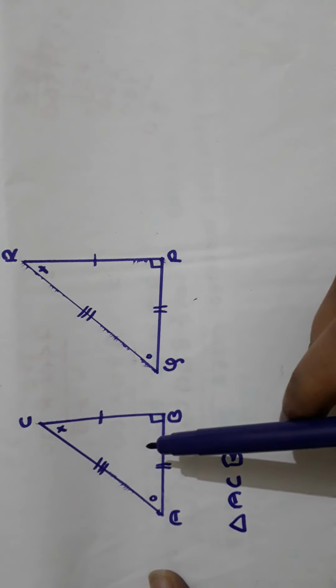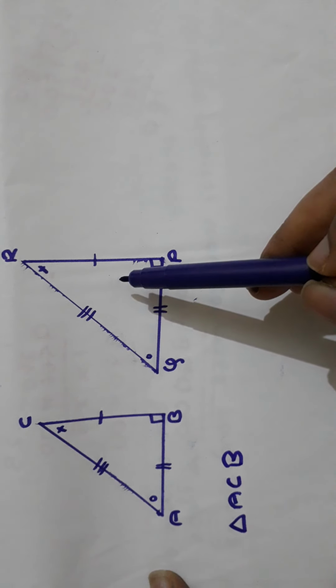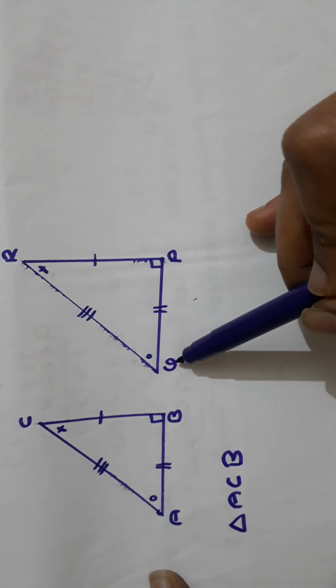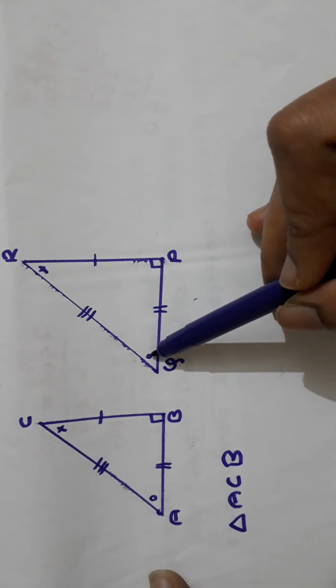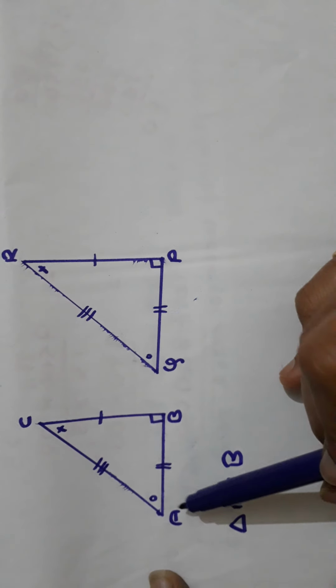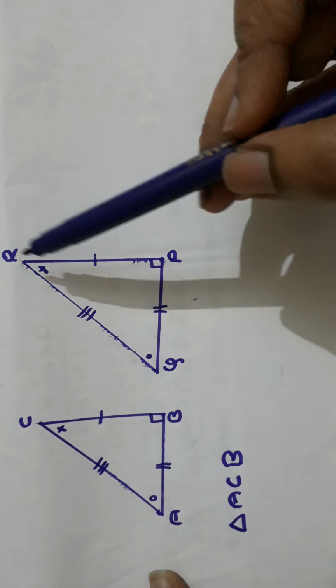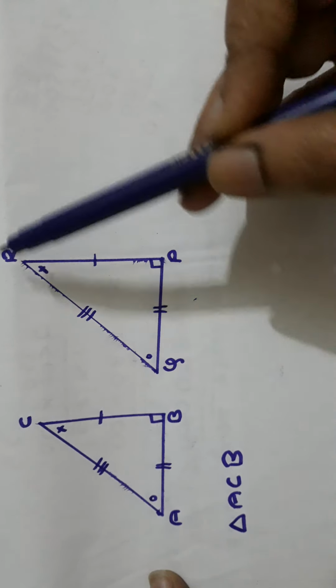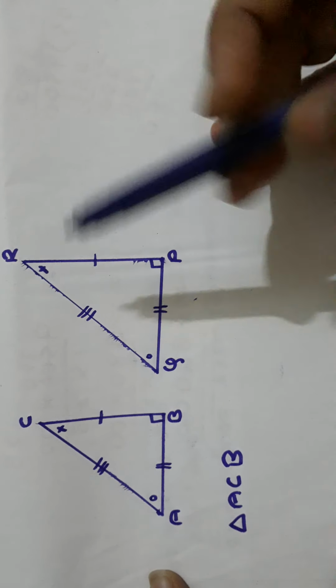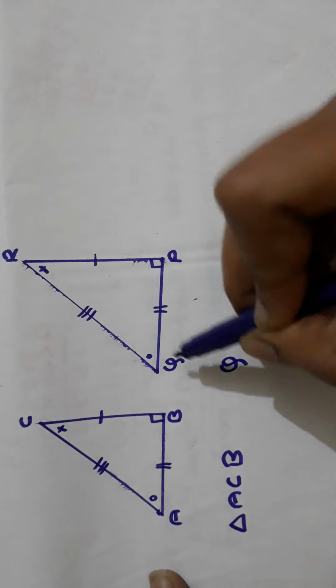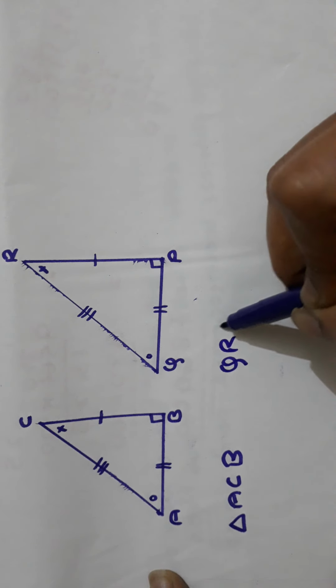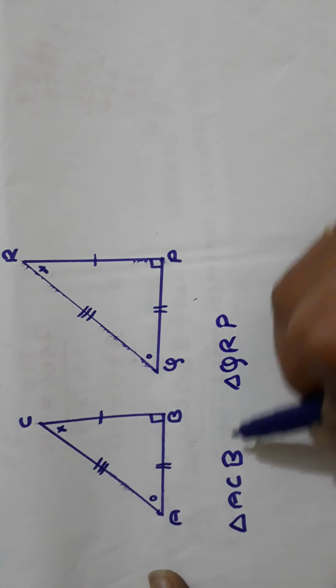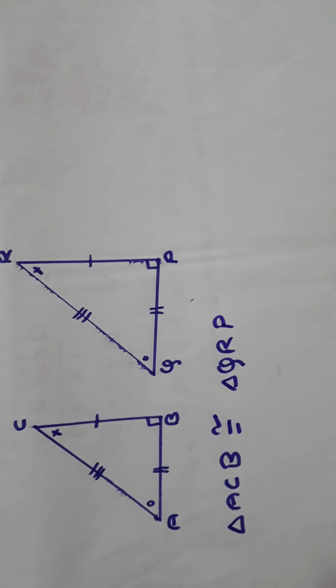Now I am going to follow the same pattern for the next triangle also. I'll start at Q because Q is indicated by the same symbol as A. And then from Q, I'll move to R because the path from Q to R is indicated by three lines. So Q, then R, and then P. So this is the congruency between the two triangles.